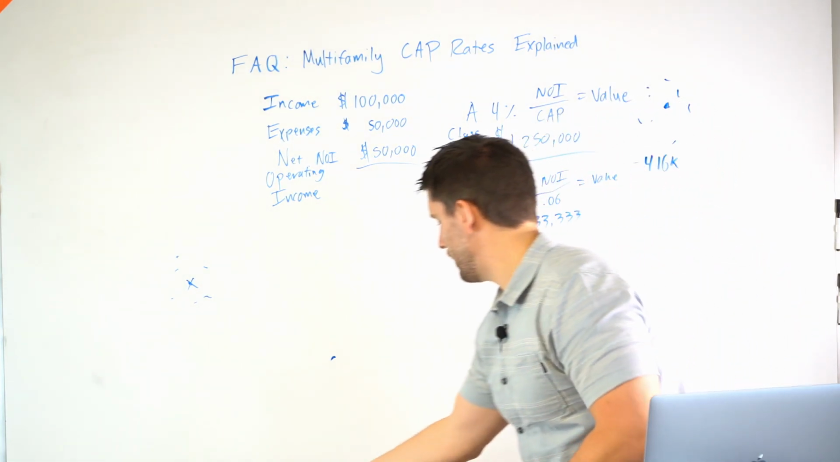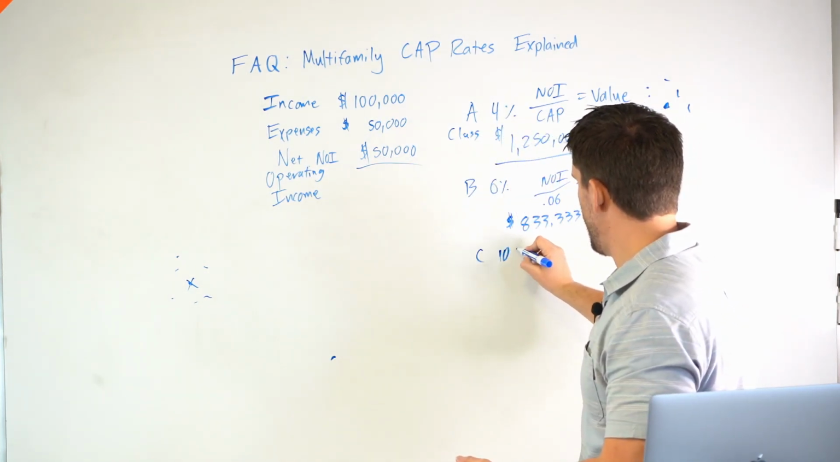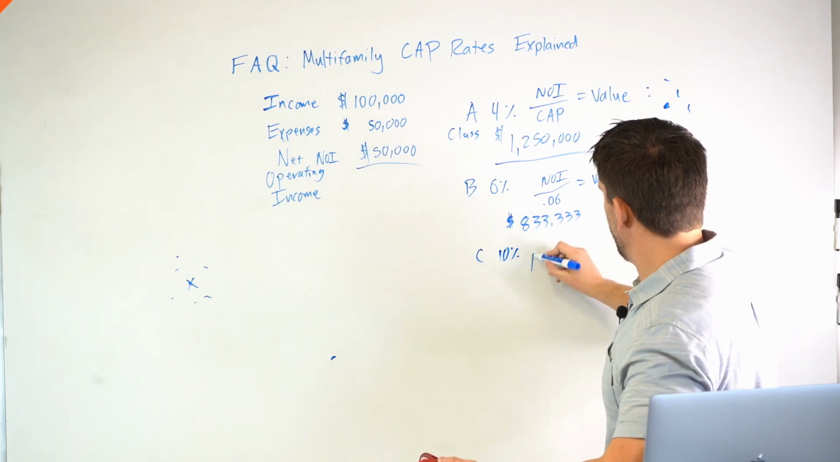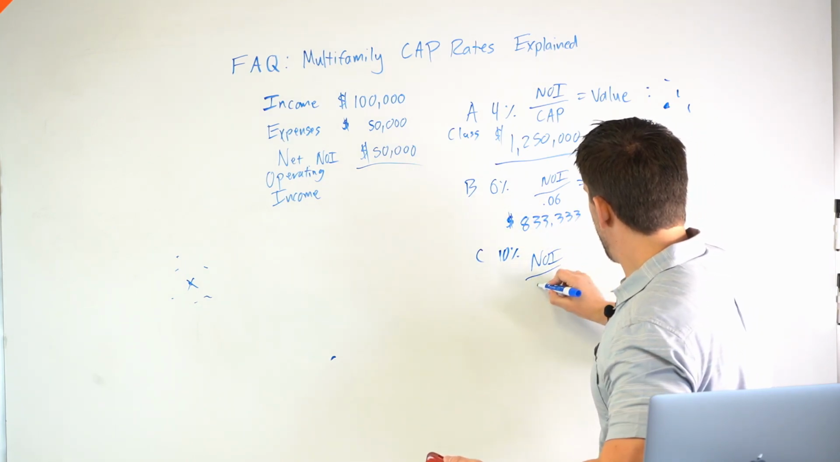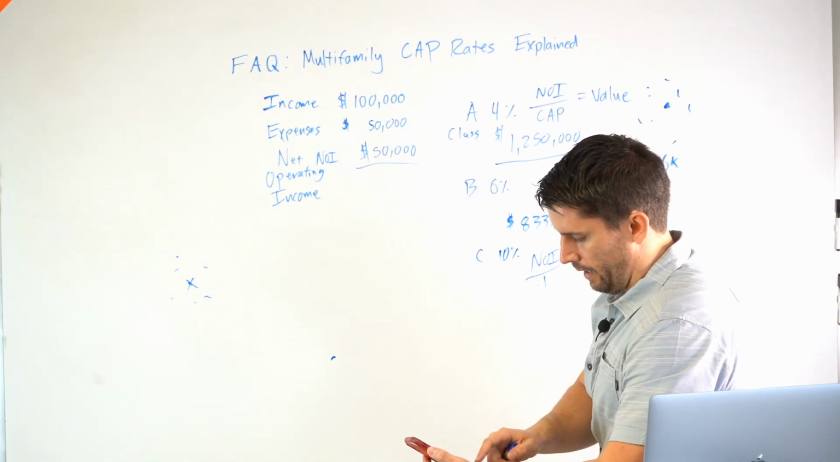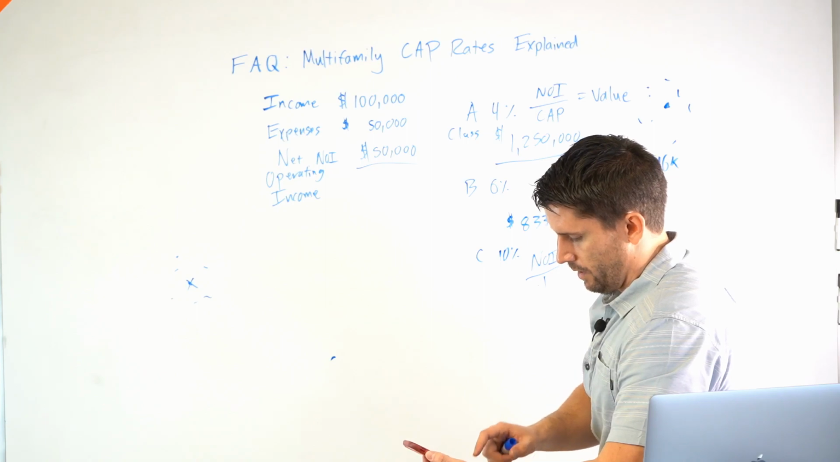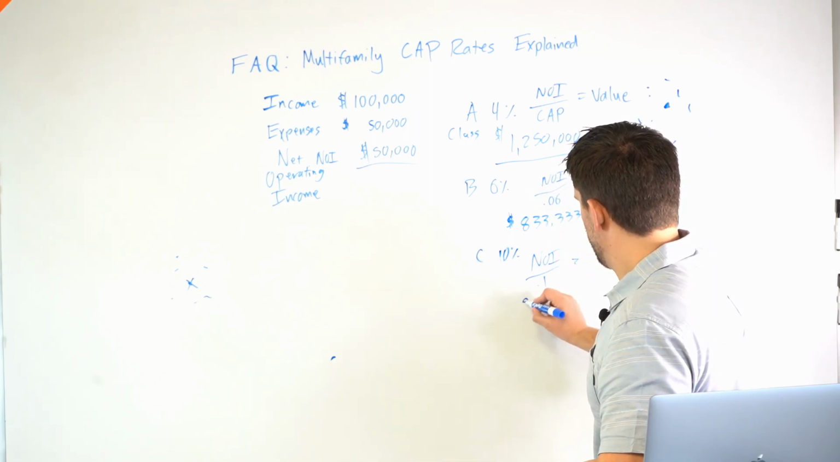And let's make it fun by making this a 10 cap. So your NOI divided by your 10 cap would be your value on this one. So I'm going to guess it's going to be 500,000. So 500K.